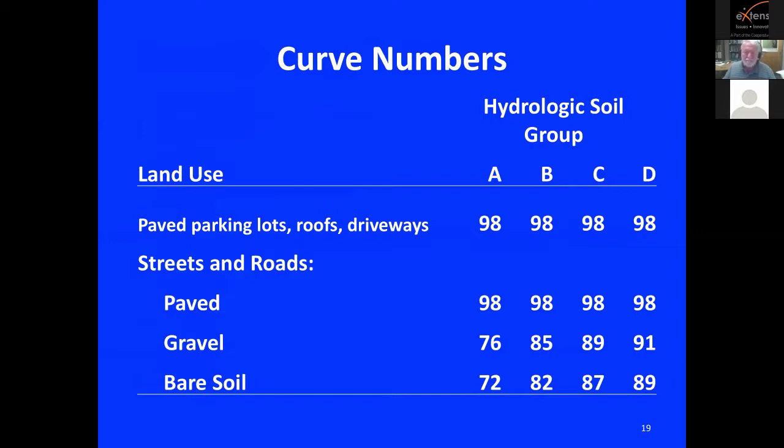If we look down at the bottom where we have bare soil, we're saying that in hydrologic soil group A, which is well drained, 72% of the rain that falls will end up turning into runoff. We look at the other end of it, hydrologic soil group D has a curve number of 89. We're saying that almost 90% of the rain that falls is going to end up as runoff.